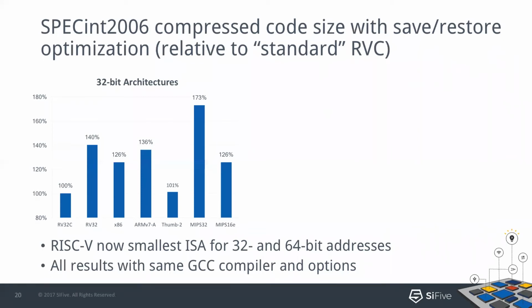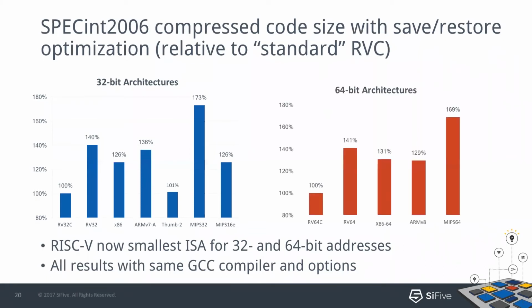Now this graph is showing the 32-bit architectures, but if we move to the 64-bit architectures, the RISC-V lead grows even further, because as I mentioned before, the 64-bit instruction set is also able to compress to 16-bit instructions, giving RISC-V a substantial lead compared to other architectures.